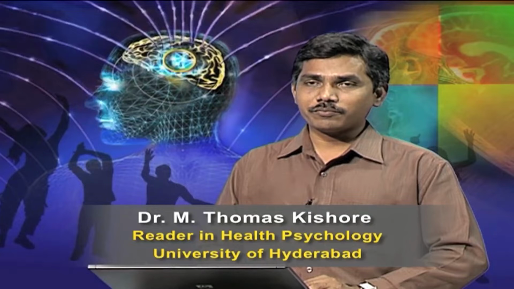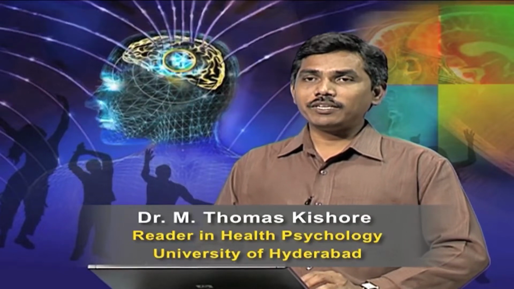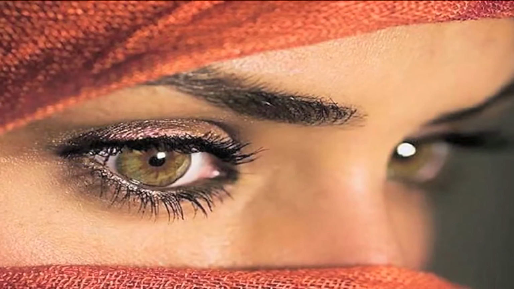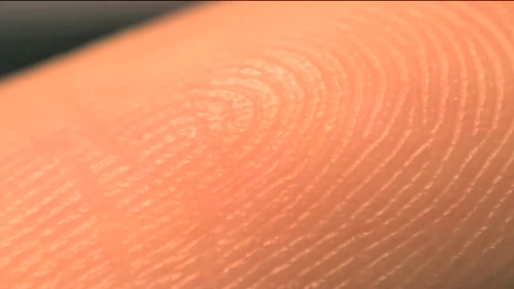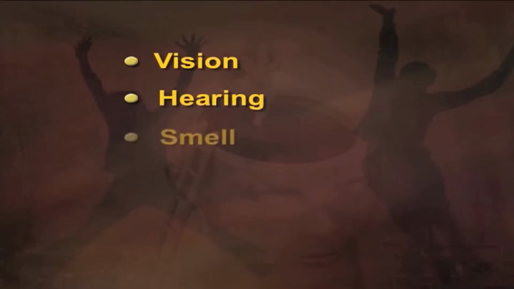Today we will be discussing the sensory processes as part of the basic psychological processes. We know that we get constant sensory information through 5 sensory modalities: through the eyes, ears, nose, tongue and the skin. These sensations are vision, hearing, smell, taste, touch.